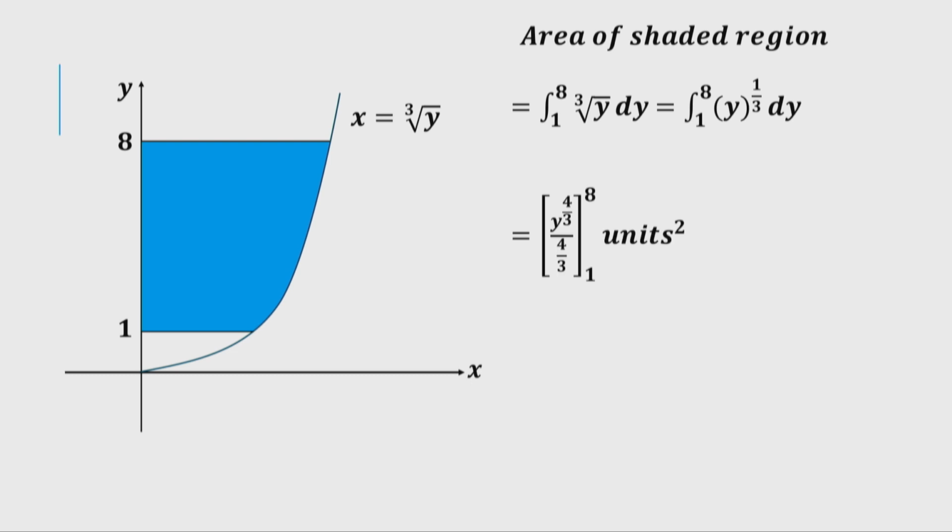Integrating this function, we get y to the power of 4/3 divided by the power, which is 4/3, from 1 to 8. Substituting the limits, we get 3/4 into 8 to the power of 4/3 minus 1 to the power of 4/3. Evaluating this, we get 45/4 units square.